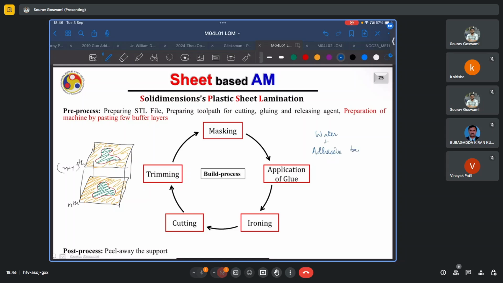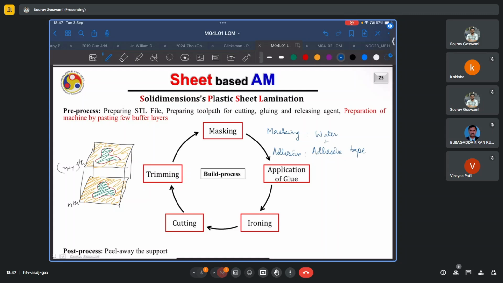So if you're covering a surface or you're sticking two, say, sheets of adhesive tape, if you put water on some regions, the regions which have water will not really stick to each other, whereas the remaining regions where you have only the glue will stick. So here the water is the masking agent, whereas the glue in the adhesive tape is the adhesive agent.